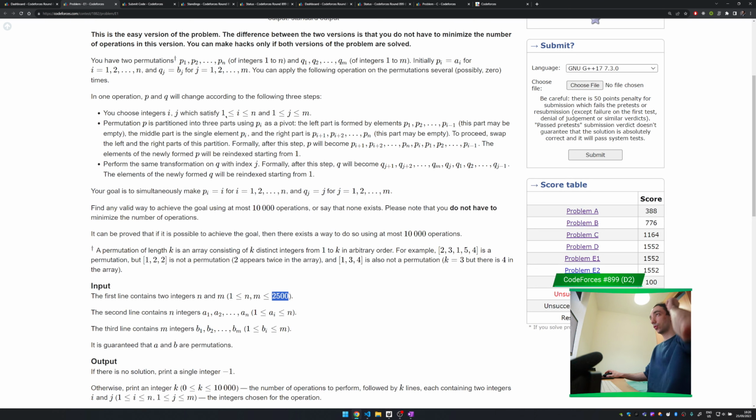But you can choose integers such that they're equal to 1 as well, and then this would swap this integer to the back of the permutation essentially, or vice versa. This will swap them.